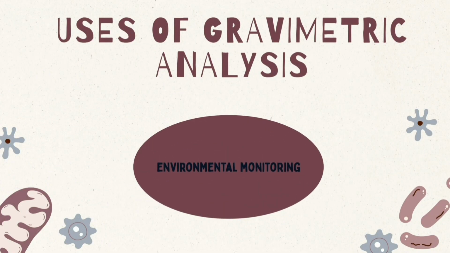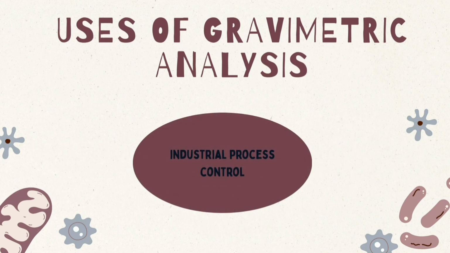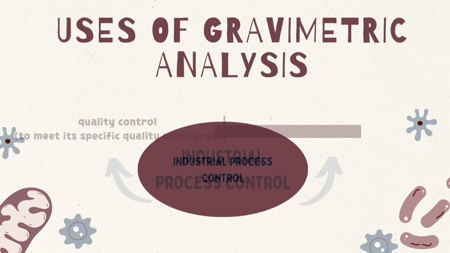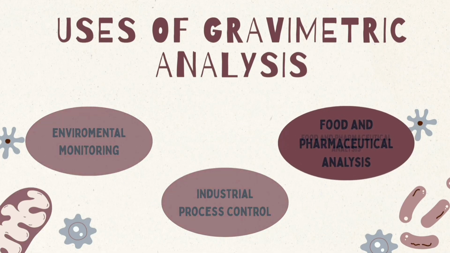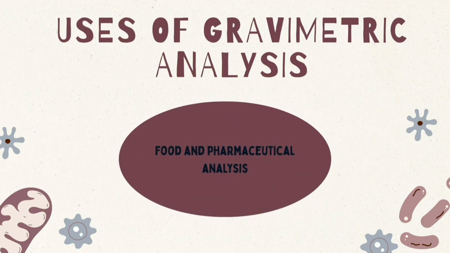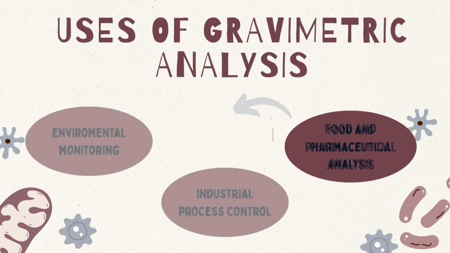First, environmental monitoring. It is commonly used for detecting heavy metals in soil or water. It is also used for assessing overall water quality. Second, industrial process control. In industries, gravimetric methods help monitor chemical reactions and ensure the quality of products by meeting required chemical standards. Lastly, food and pharmaceutical analysis. It is used to determine the nutritional content in food products and ensure the correct composition in pharmaceuticals.